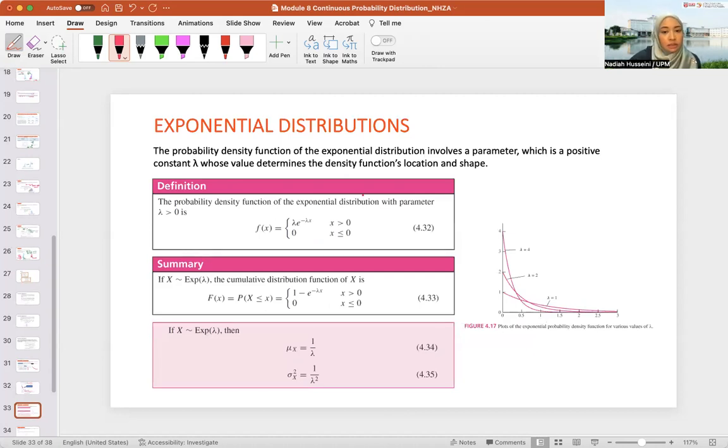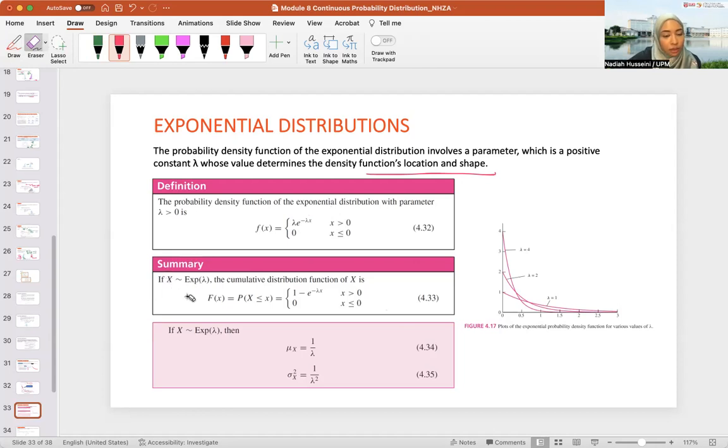The probability density function is with parameter lambda greater than 0. We have our e to the power of minus x, but now we're adding the lambda into our equation, compared to the gamma distribution we just saw. The lambda is basically a constant whose value determines the function's location and shape. It's a constant, and typically it will be given. This applies for x greater than 0, only from x greater than 0. Otherwise, it is non-existent or 0.